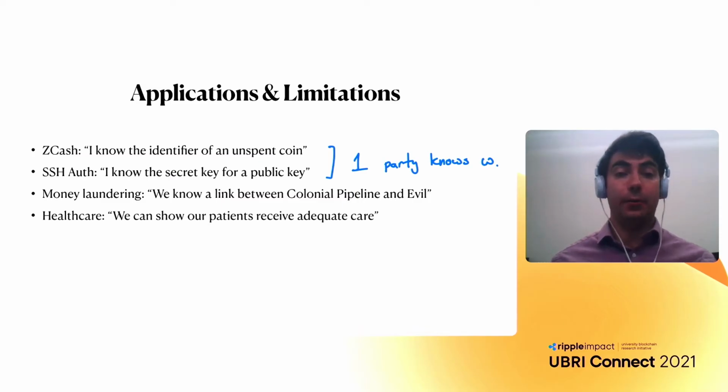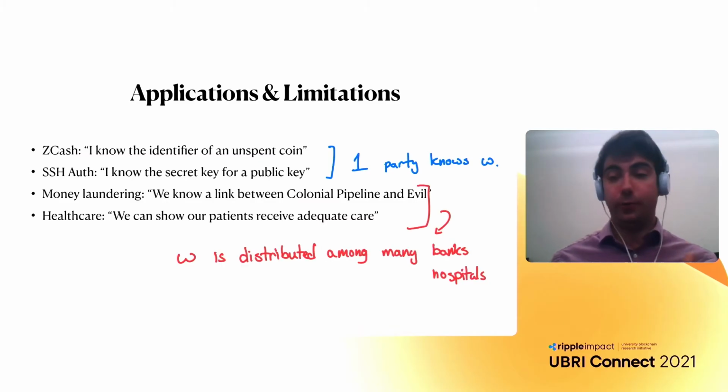Let's say that you're thinking about money laundering. You want to know whether two entities have some chain of transactions that connect them. In this situation, the transactions are secret data, and they might be in the custody of different financial institutions, different banks. A similar situation is healthcare. In healthcare, you might be interested in showing that across many hospitals, some group of patients is receiving adequate care, but the secret information, the patient treatment data, is split among many hospitals. So in these latter two settings, the secret information is split among many different institutions, many banks, many hospitals, and that means that you cannot directly apply the notion of zero-knowledge proof because there's no single entity that can play the role of the prover.